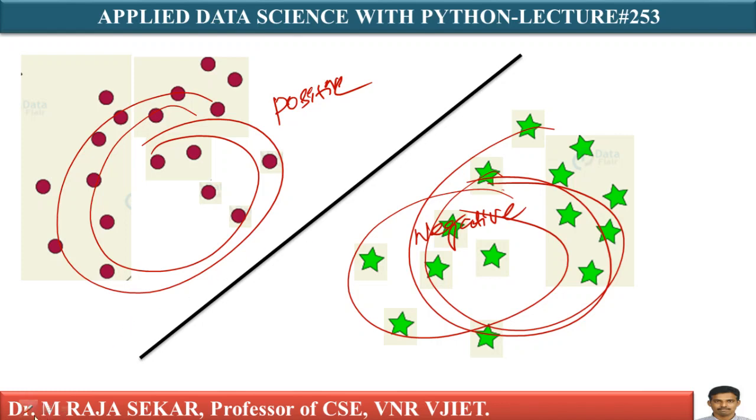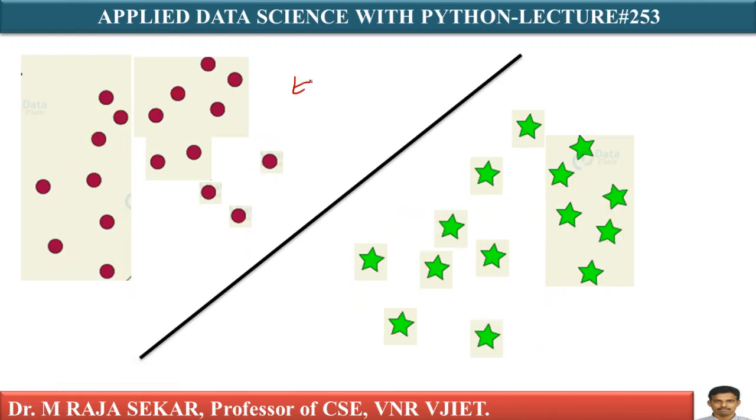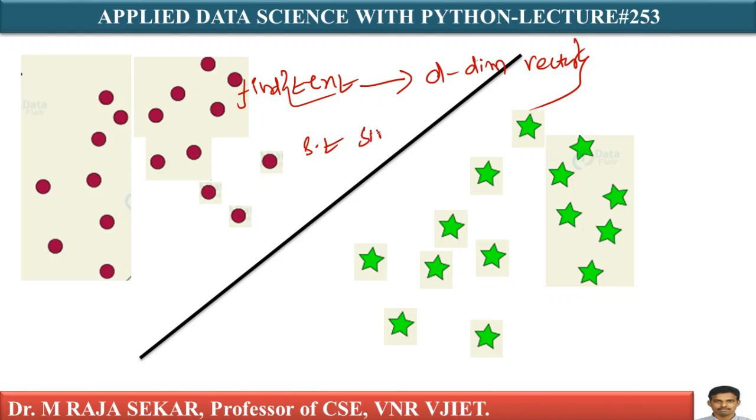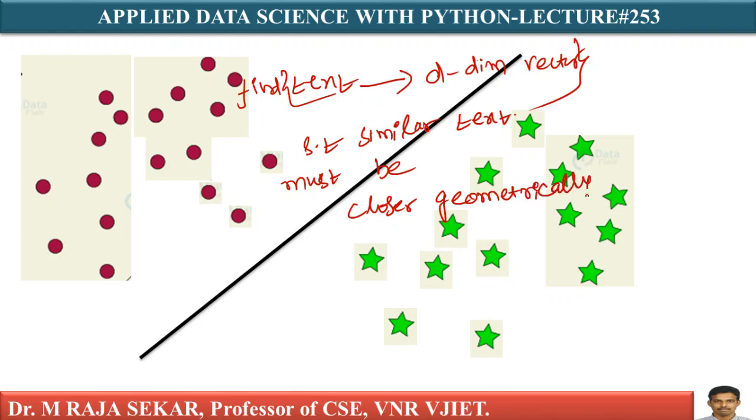First, you have to convert your text into a d-dimensional vector. Text must be converted into a d-dimensional vector such that similar text must be closer geometrically. This is very, very important. We know what geometrically close means: it means computing the geometrical distance.